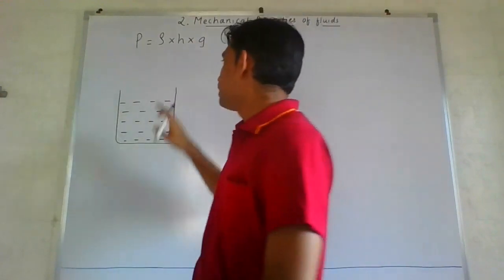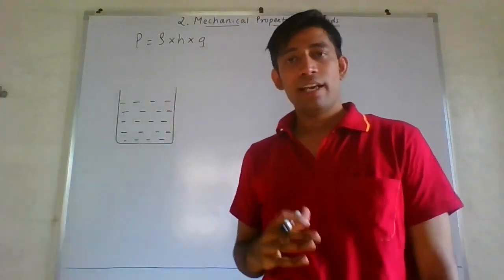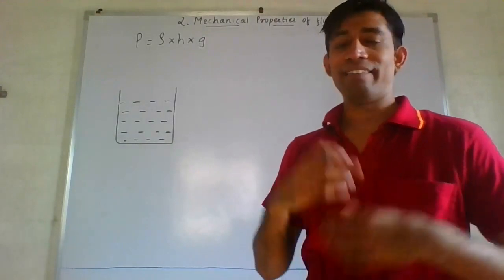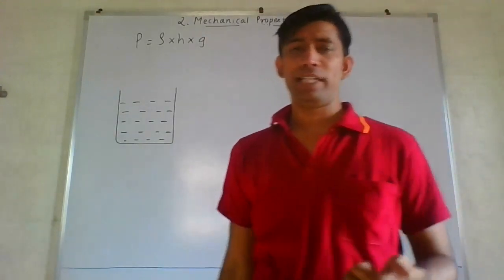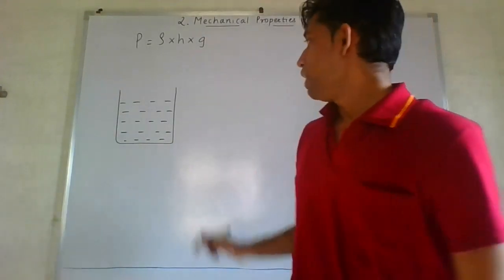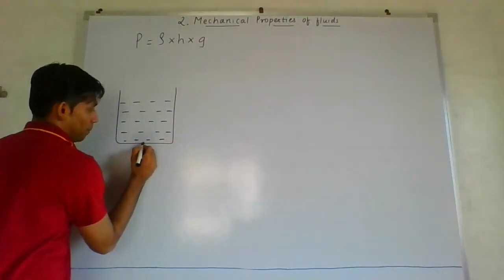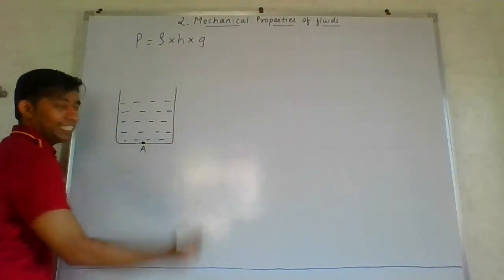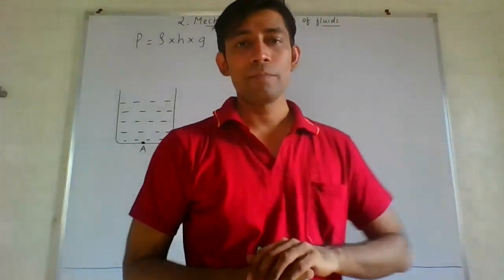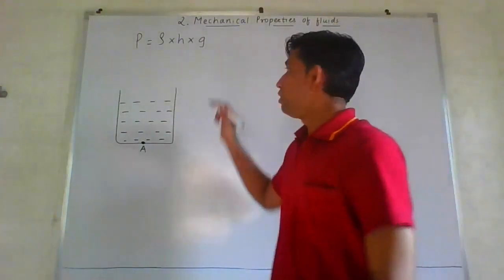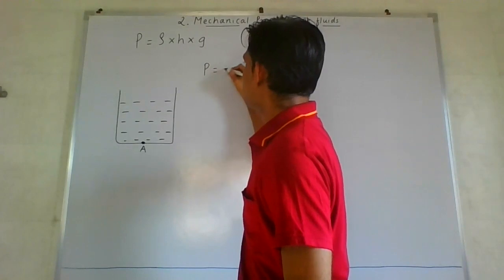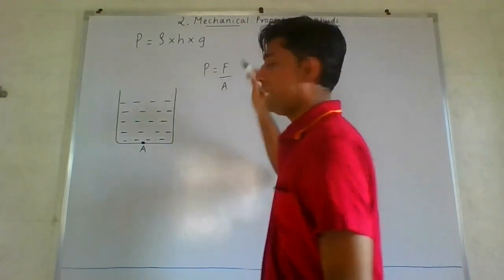Okay, so let us consider a container or a vessel filled with liquid having density rho. It could be water, it could be mercury, whatever. And we are supposed to find pressure at this bottom point A. Okay, so let's start this. We know the basic formula of pressure, which is force upon area.